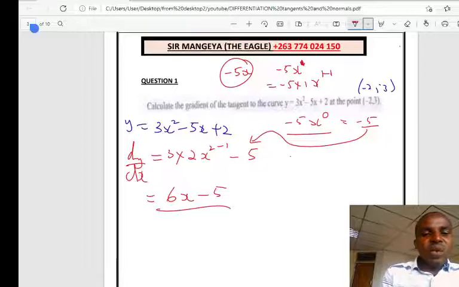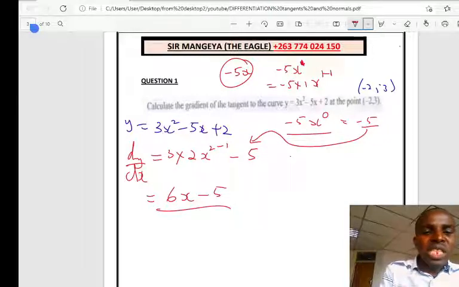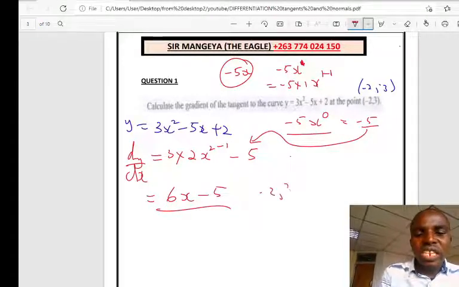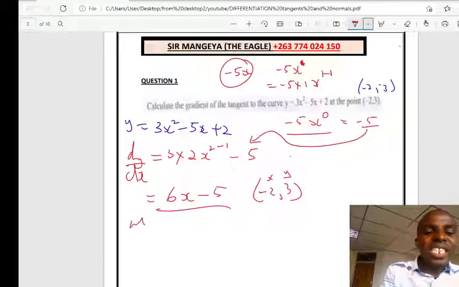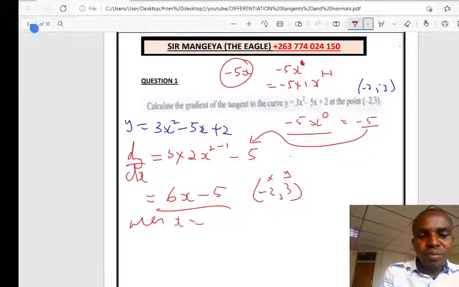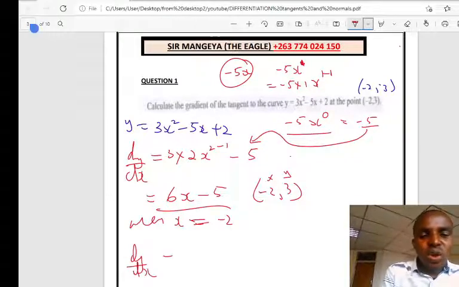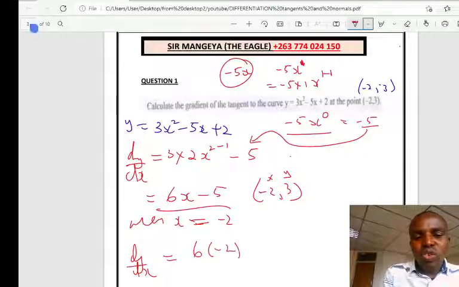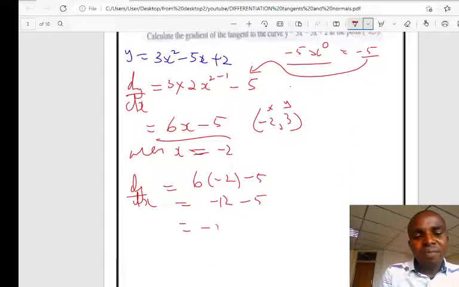Right, then dy/dx is 6x minus 5. We want the gradient when x equals minus 2, because the point is (-2, 3). So this one is for x, this one is for y. So when x equals minus 2, dy/dx is equal to 6 times minus 2 minus 5, which is 6 times minus 2 is minus 12, minus 5. Then you get minus 17.